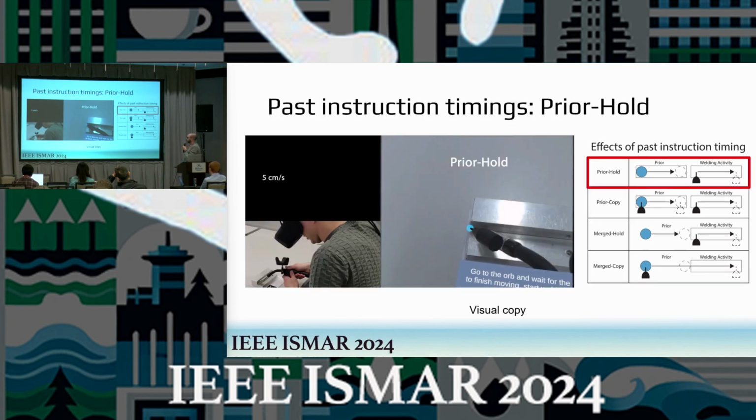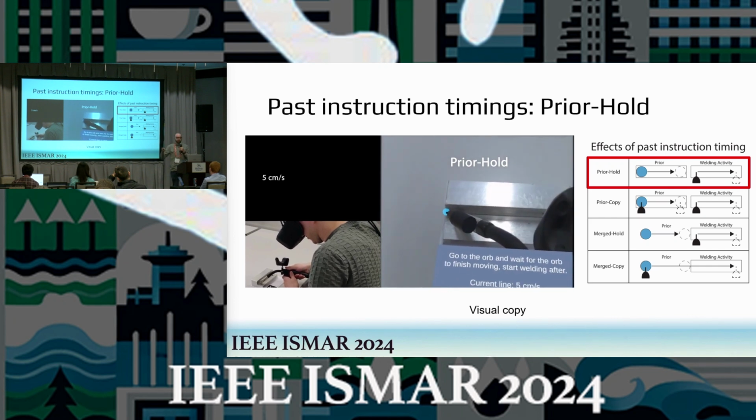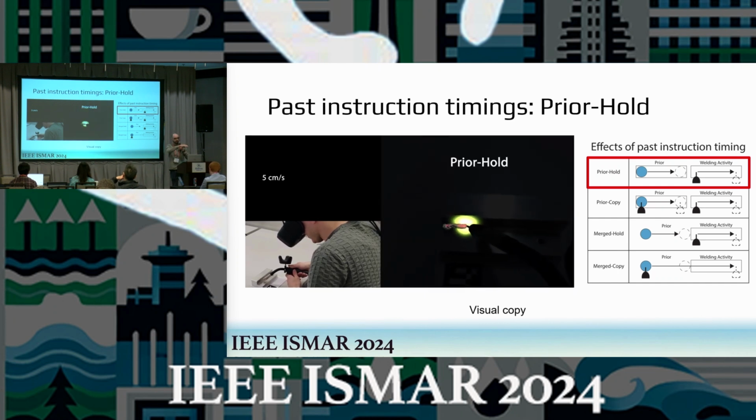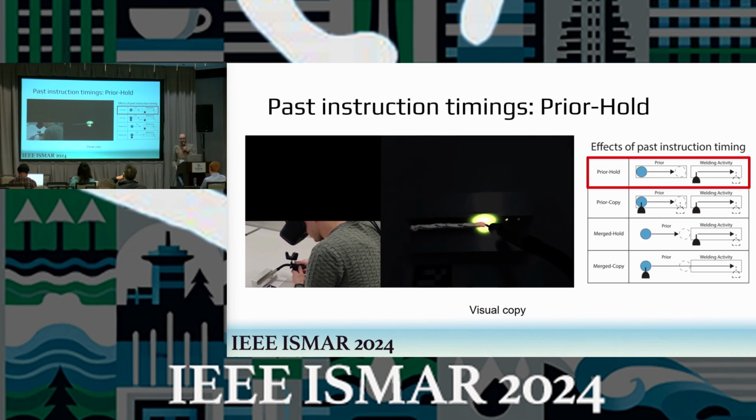So you have the prior hold, so people were kind of forced to stay in position while the instruction would move, and they were only allowed to start welding once the instruction actually finished. So this is kind of a visual reference of the speed on top of the surface.